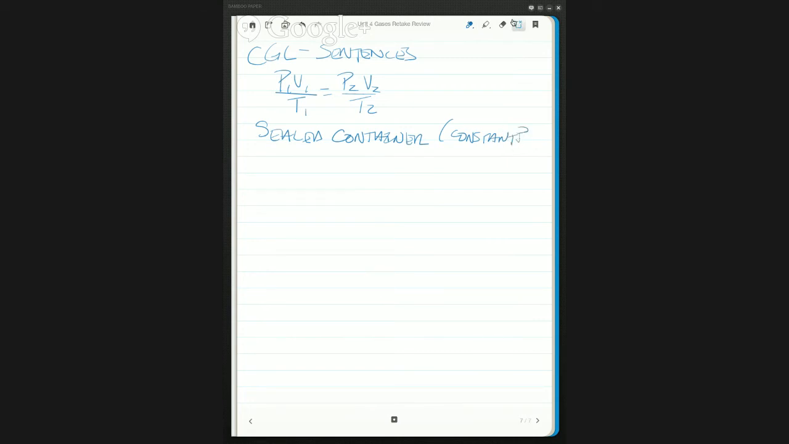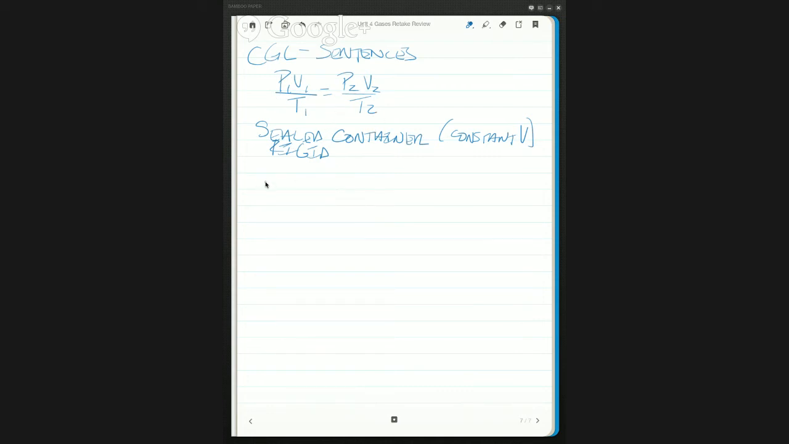Constant, oh no, I'm sorry. Constant volume. If it's a sealed container, rigid sealed container. Keywords, rigid sealed container, that's a constant volume. So it means volume goes away, it's just P1 over T1 equals P2 over T2.